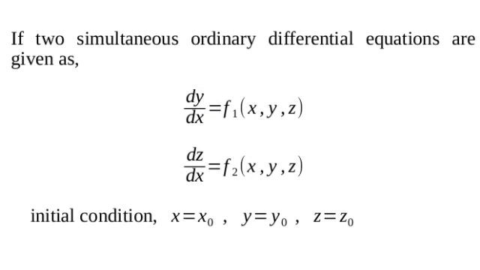Theory. Now we see the theory behind this Runge-Kutta method that we are using in this coding. Suppose you are given two simultaneous ordinary differential equations, as you see on the screen. dy over dx is equal to f1 and dz over dx is equal to f2, and these two functions f1 and f2 are functions of x, y, z, and the initial conditions are x0, y0, and z0.